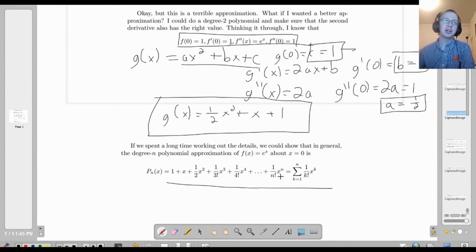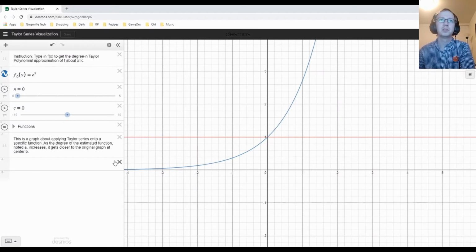Something I want to look at really quick to help us understand what's going on here is a visualization of these approximations we were doing. What I've got set up here, in blue is e to the x, and in red is going to be our Taylor polynomial approximations. So let's start with our degree 1 approximation, that linear function we found. If I'm very close to x equals 0, those lines are very close. But if I get further away, it's a terrible approximation.